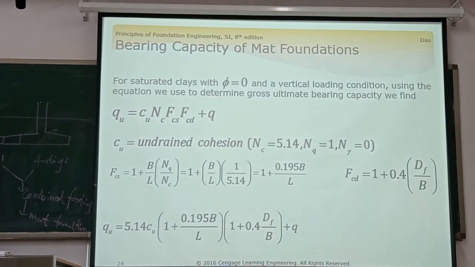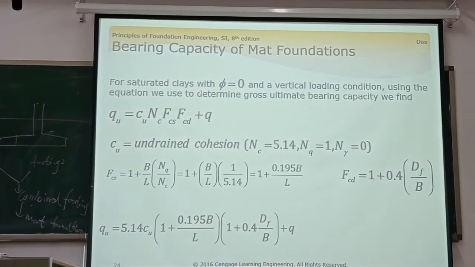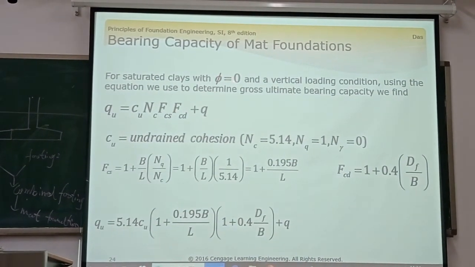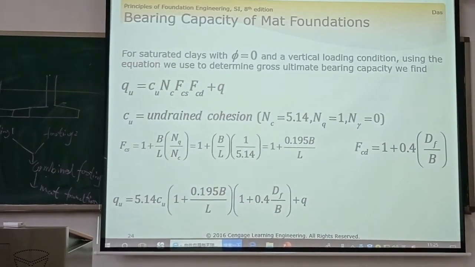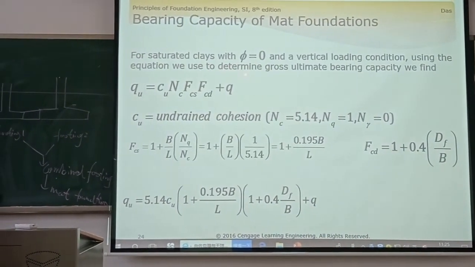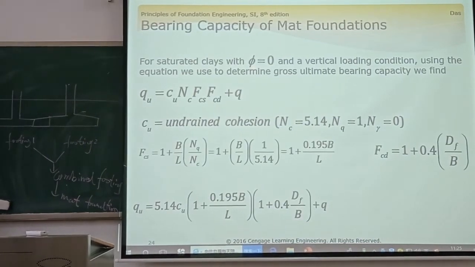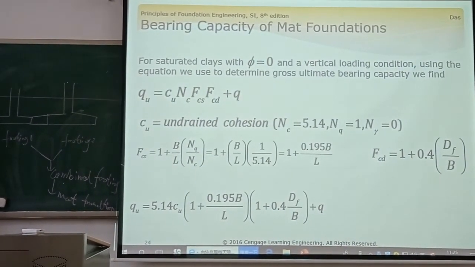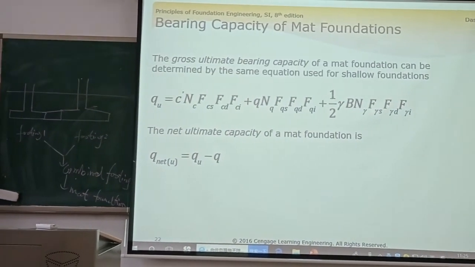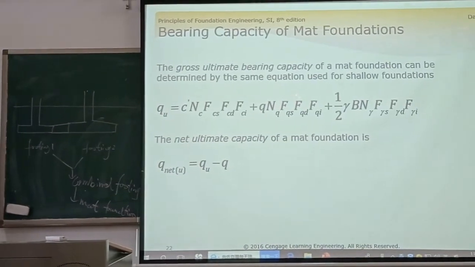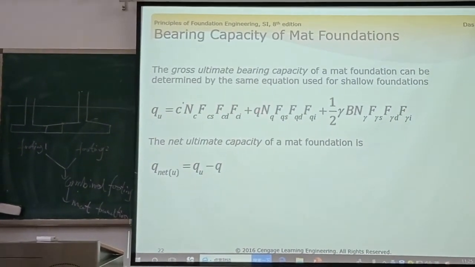For example, when the soil of the ground is saturated, then we know the friction angle is 0, and with a vertical load condition, using the equation to determine the gross ultimate capacity, we find qu equals just this term. Because the friction angle is 0 and there is no inclination load, this one is 0, so this one is just 1, so only this part remains: c prime times Nc, Fcs, Fcd, Fci, and q.